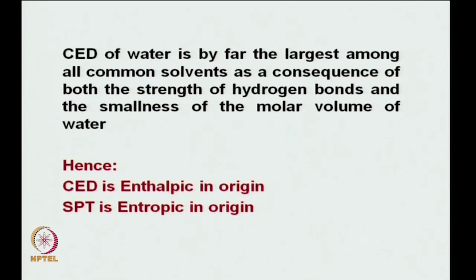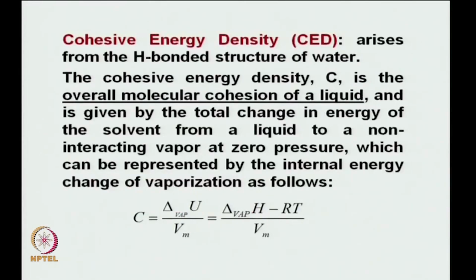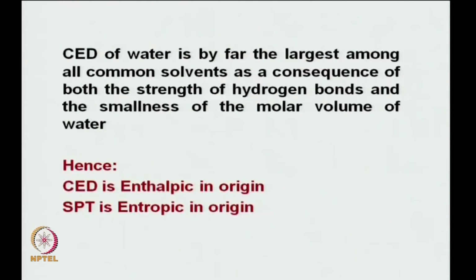Your delta H vaporization depends upon the strength of the hydrogen bonds. The more hydrogen bonds you have, the more energy you need to break them and vaporize. So delta H vaporization is higher, and also the molar volume is low. The molar volume was in the denominator, so if it is low, obviously the C factor increases. So hence you are looking at two effects now.